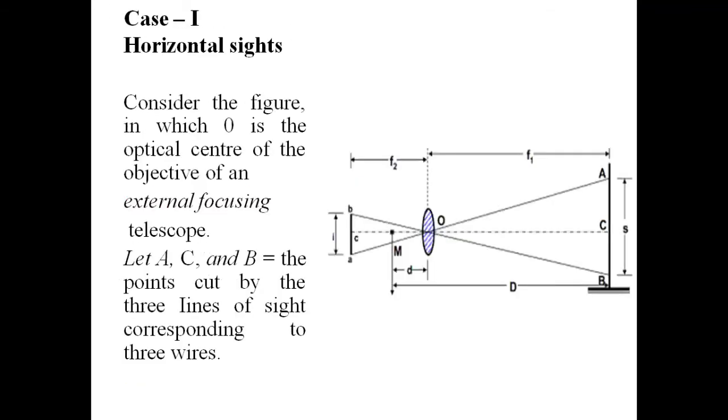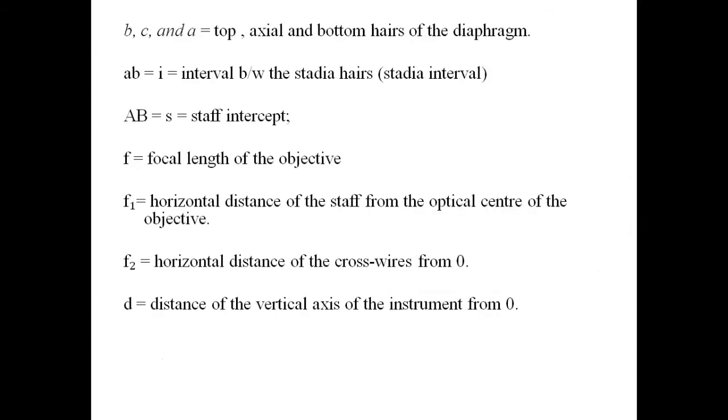Then case one, when the line of sight is horizontal. In that case, we have to consider this figure in which O is the optical center of the objective of the external focusing telescope. B is the point cut by the three lines of sight corresponding to the three wires, that is the upper hair reading, middle hair reading, and the bottom hair reading. Then B, C, and A are the top, axial, and bottom hairs of the diaphragm.